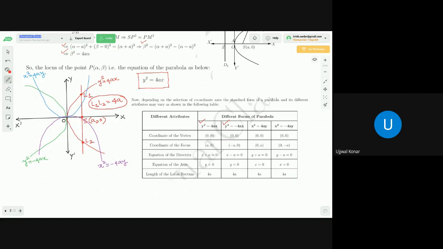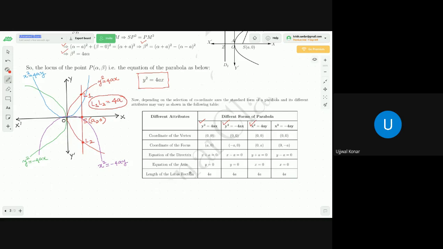Now, if you go to the next one, that is x square equal to 4ay, which in the adjoining diagram is the blue color, where the axis is OY, then what is the coordinate of the vertex? 0, 0. What is the coordinate of the focus? 0, a. Equation of the directrix is y plus a equal to 0. Equation of the axis is x equal to 0. And length of the latus rectum is 4a.